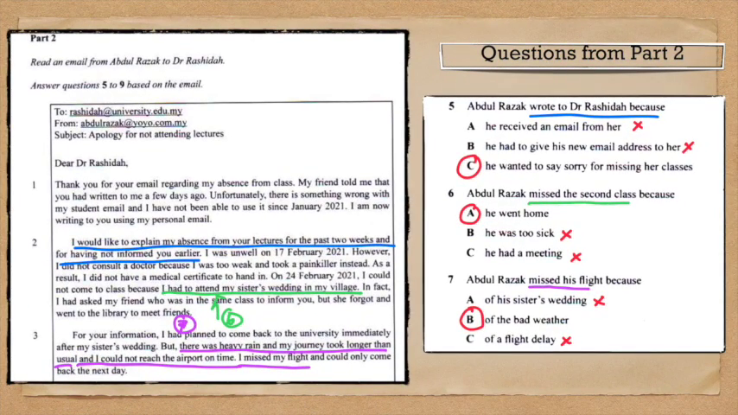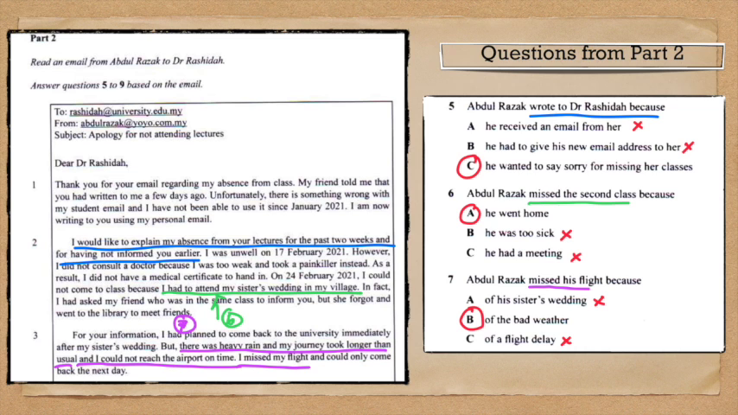For number 6, Abdul Razak missed the second class because... Okay, you underline the keyword, missed the second class, and then look at the options. Is it A, because he went home, B, because he was too sick, or C, because he had a meeting? So look at where you can find something from the text about missing the second class.